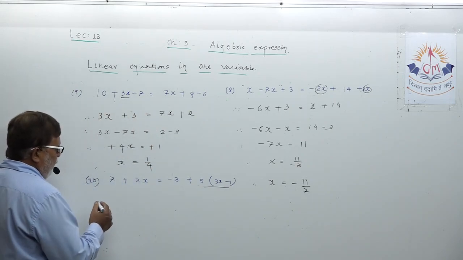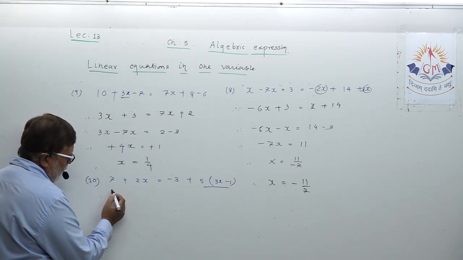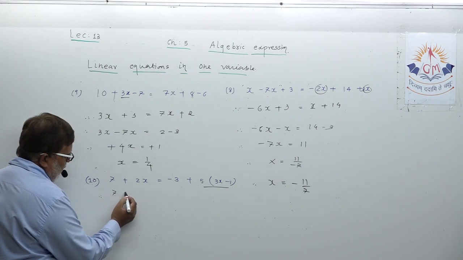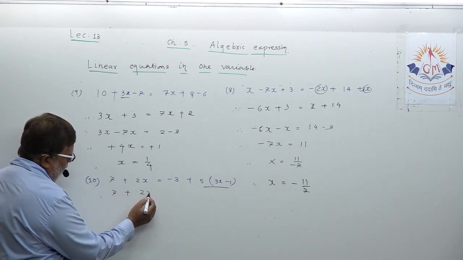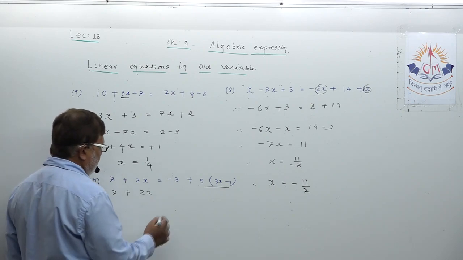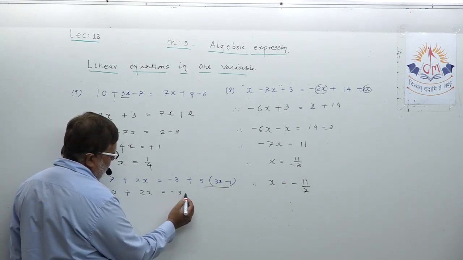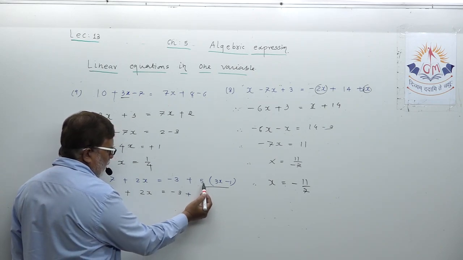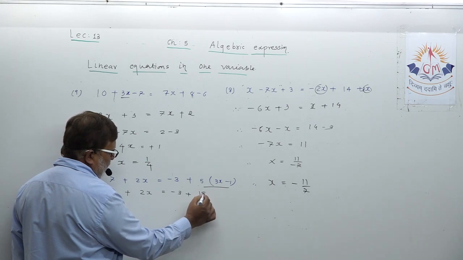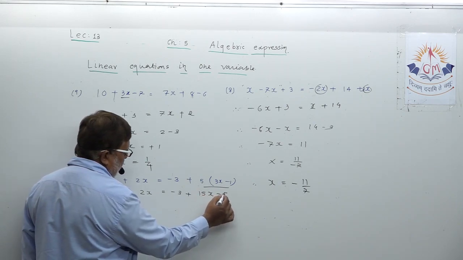Understood? Let us solve. 7 plus 2x equal to minus 3 plus, you have to open this bracket, 15x minus 5.